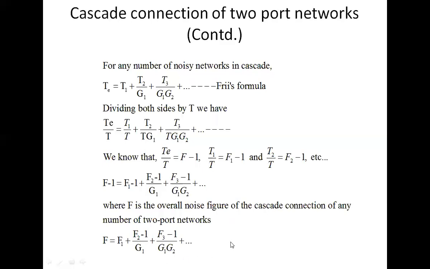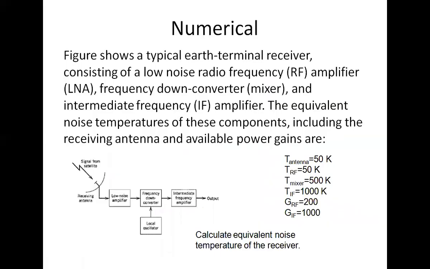So we have learned how to calculate the overall noise figure and overall equivalent noise temperature when we have a cascade of a number of devices. Now a numerical related to this concept. A figure shows a typical earth terminal receiver.